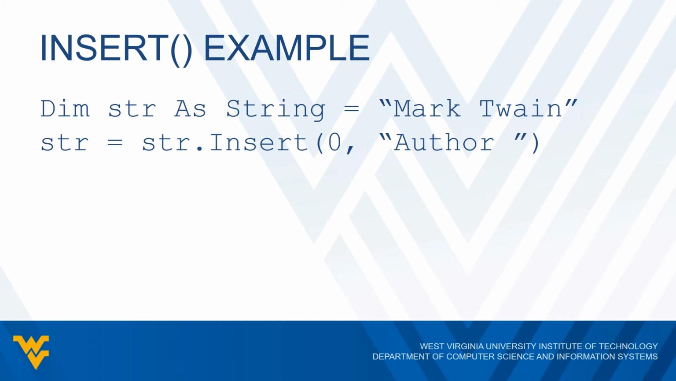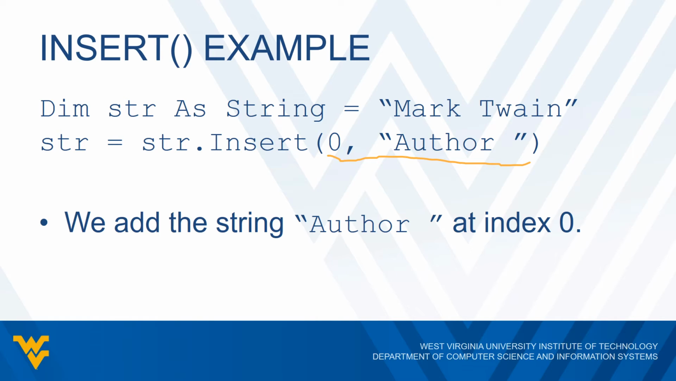Here is an example of how we would use the insert method. So we have our string, which is Mark Twain. So we're using our earlier example of Mark Twain. And then notice that we're going to call the insert method, and we're going to pass 0 and then the string author as our second argument here. So what that means is we're going to add the string author at index 0.